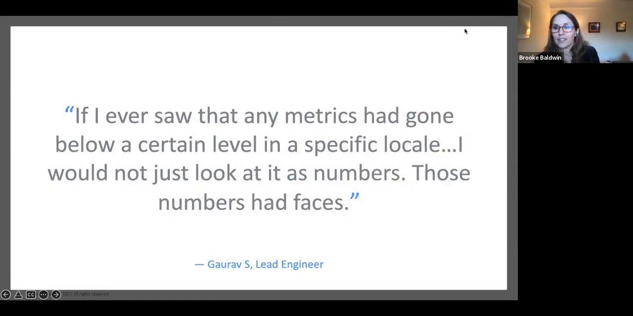Here's a quote from one of the engineers. He said, if I ever saw that any metrics had gone below a certain level in a specific locale, I wouldn't just look at it as numbers. Those numbers had faces. This is what he told me was the big impact after he had been in the field with me.